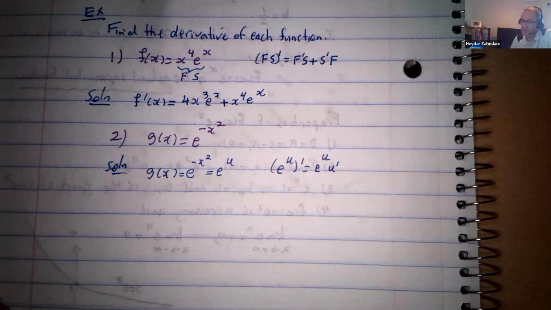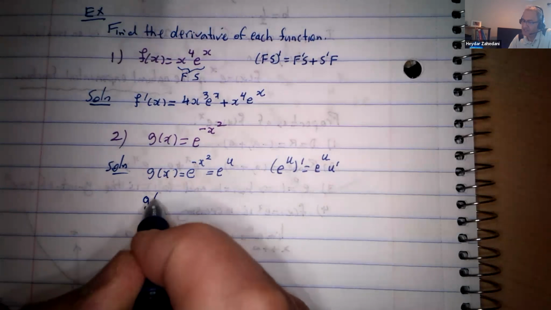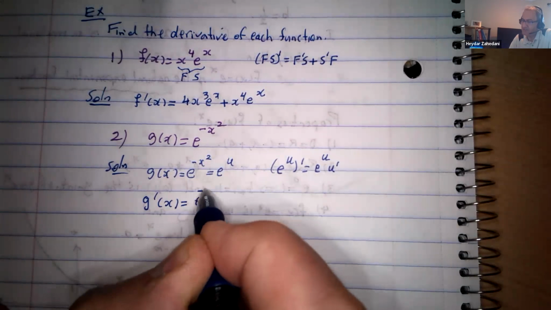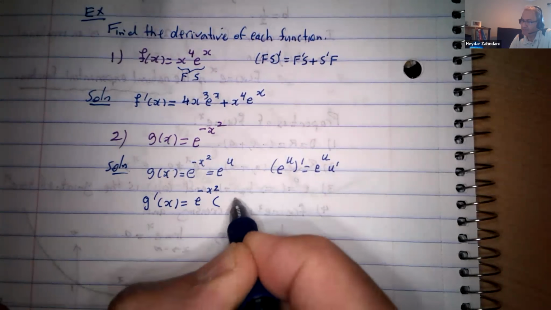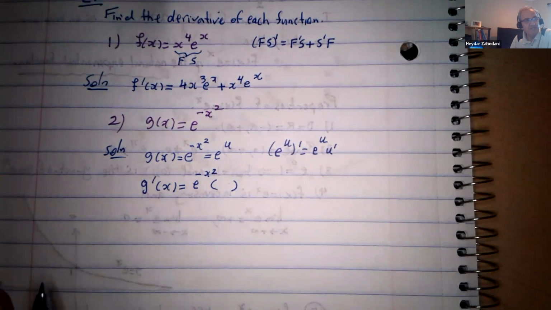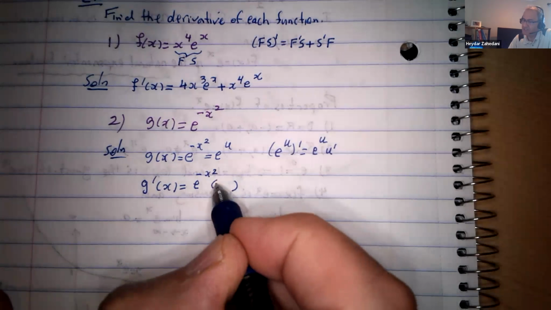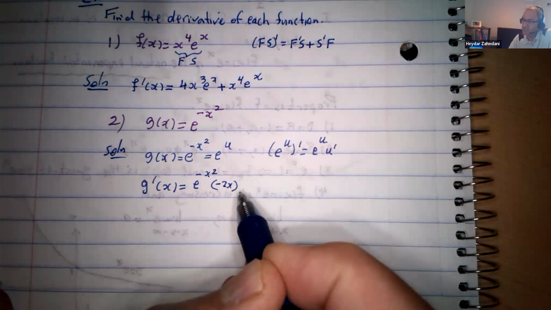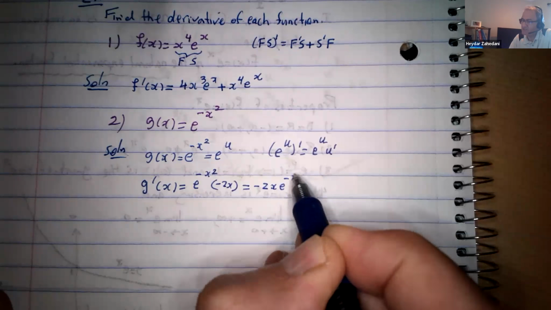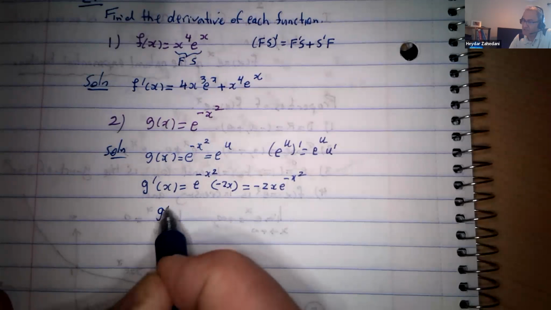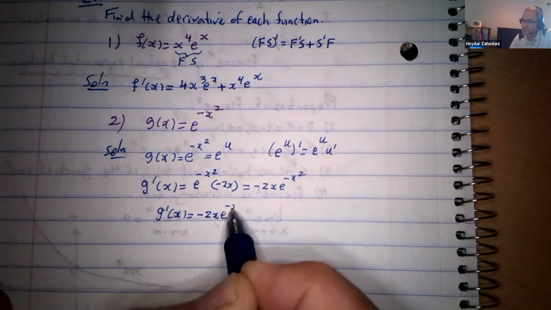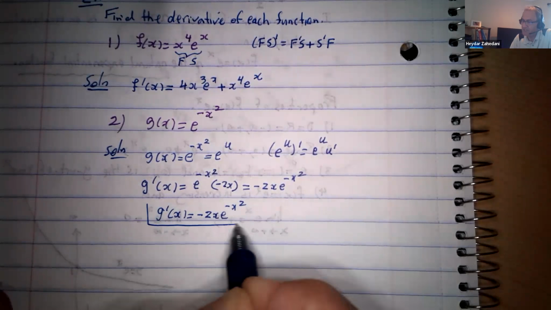So what's going to be the solution? G prime of x is equal to the e function, e to the negative x squared, but pay for it with u prime. U prime is the derivative of the exponent. The derivative of negative x squared is negative 2x. We usually rewrite it as negative 2x e to the negative x squared. So that would be g prime of x equals negative 2x e to the negative x squared, and you're done.